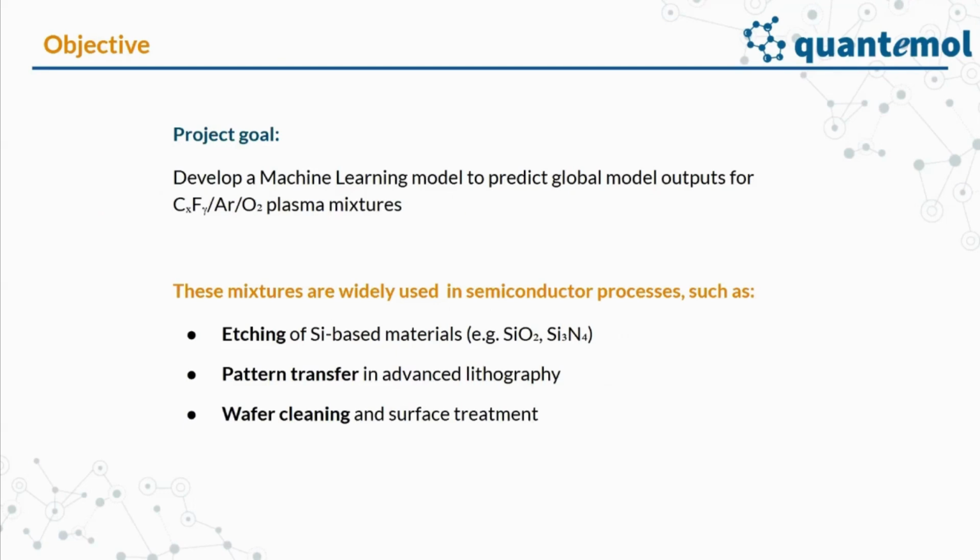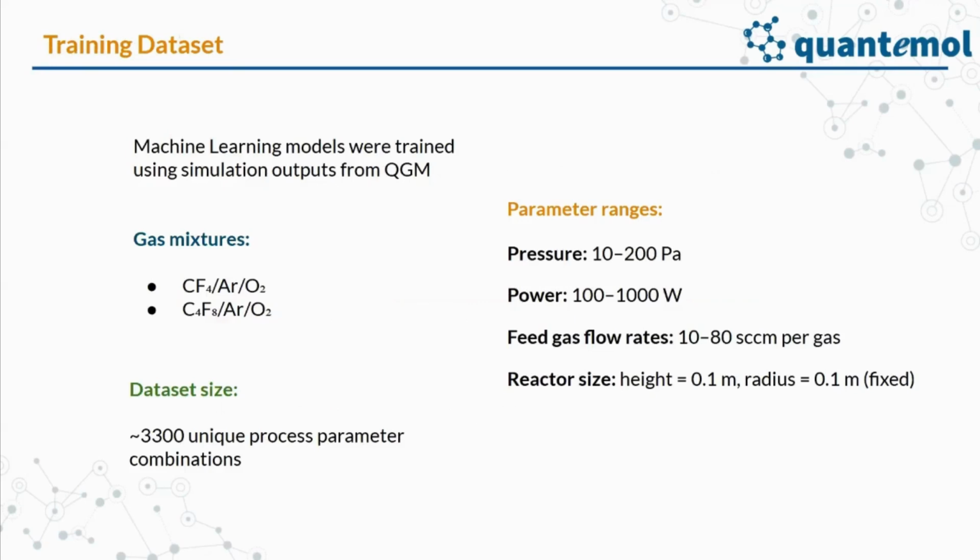For this task, we decided to focus on plasma mixtures containing fluorocarbons, argon, and oxygen. They're quite common in semiconductor processes such as etching of silicon-based materials like silicon dioxide and silicon nitride. They're useful in pattern transfer in advanced lithography and for wafer cleaning and surface treatment. To train our machine learning model, we need to obtain a high-quality data set which captures the behavior of these plasmas under a realistic set of process conditions.